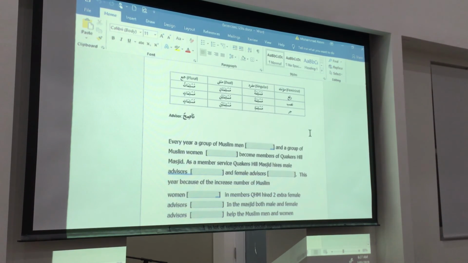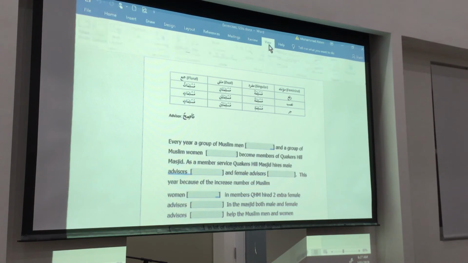Yeah, I think that's the end of it. Let me just check. One more line.